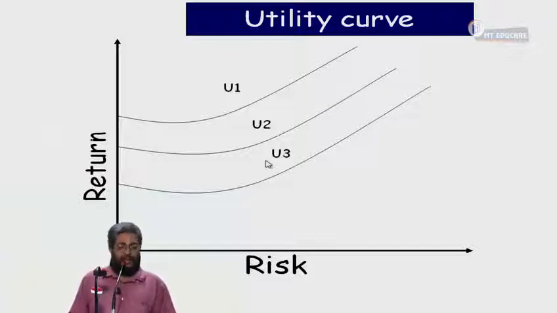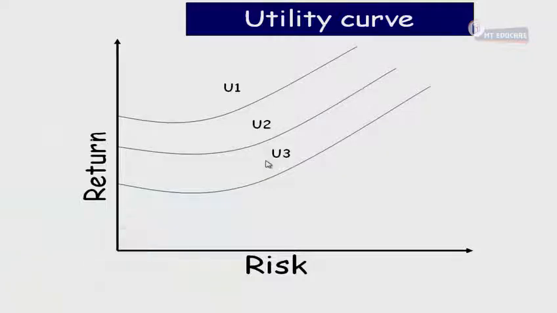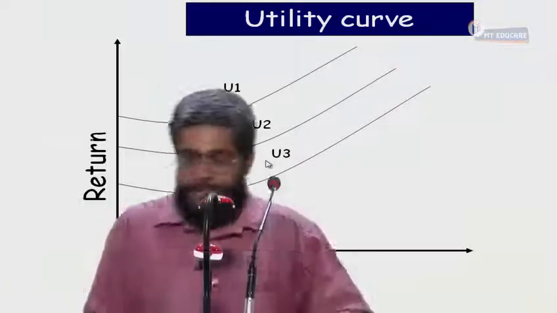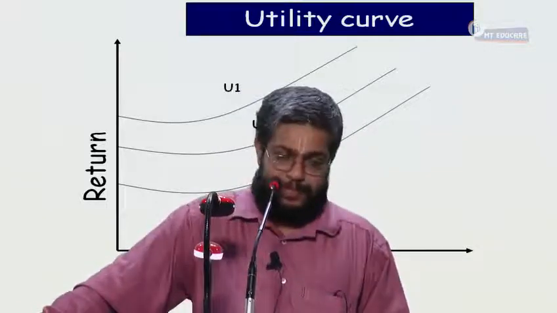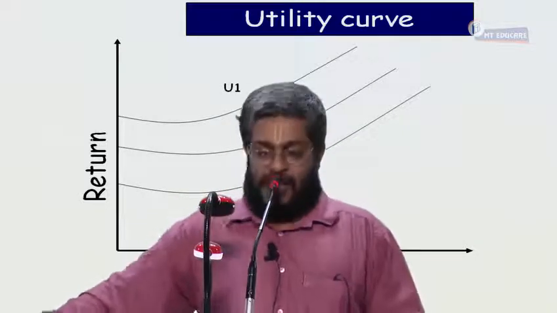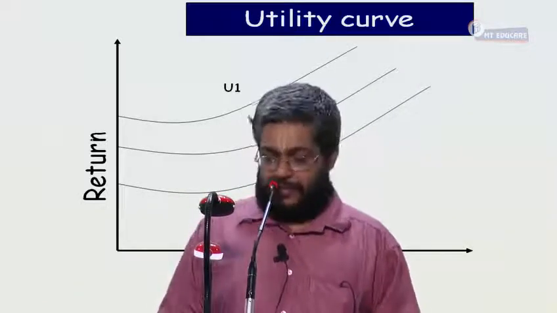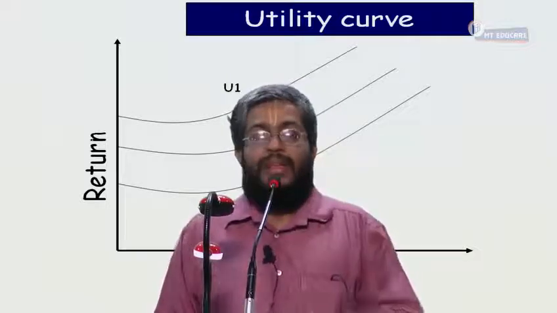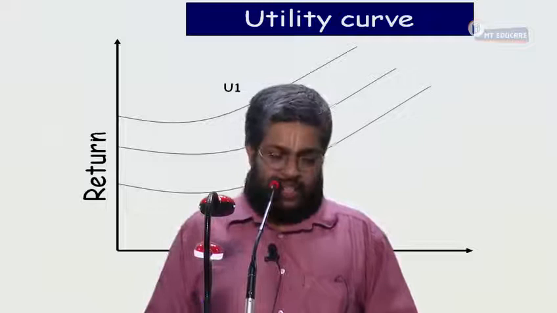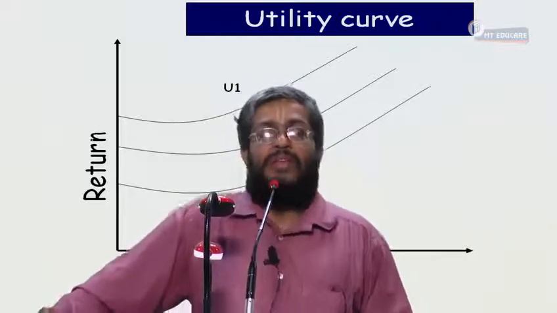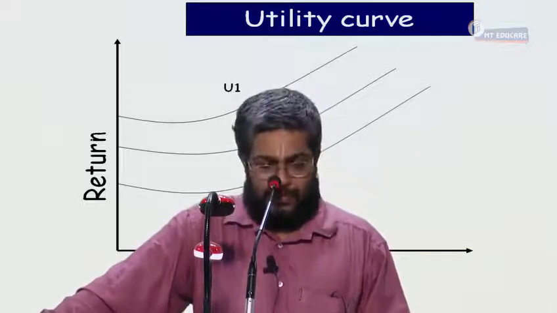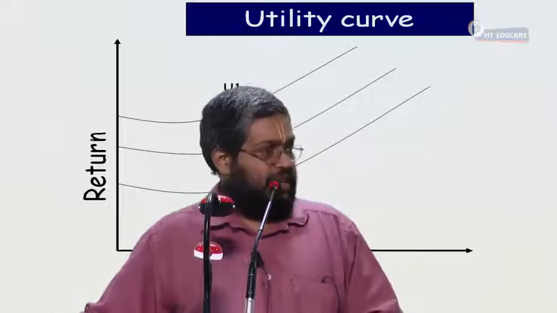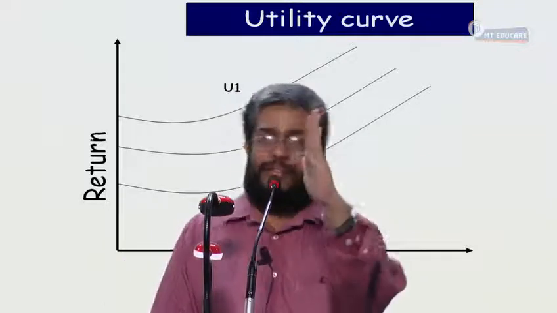Now, next. Point number 10. Different investors have different utility curves. A risk-averse investor will have a steeper curve. Steeper means what? Slope is very high.